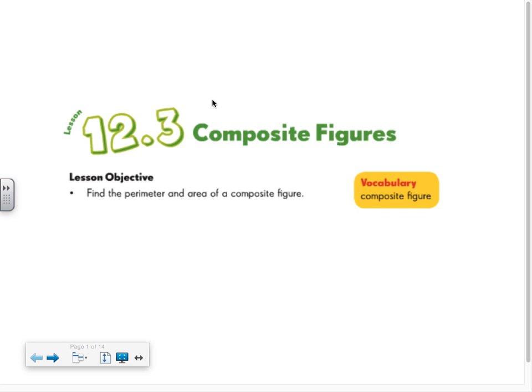This is going to be a review of 12.3, which was composite figures and how to find the area and the perimeter of a composite figure. Before we start, I just want to review what a composite figure is.